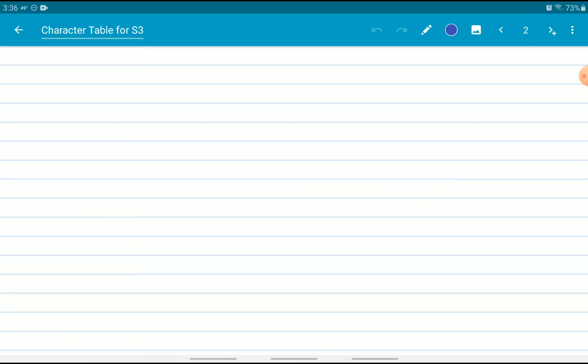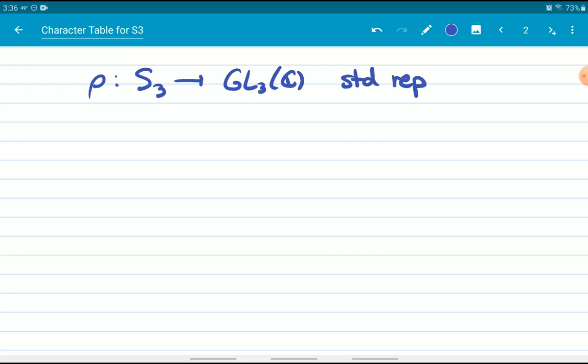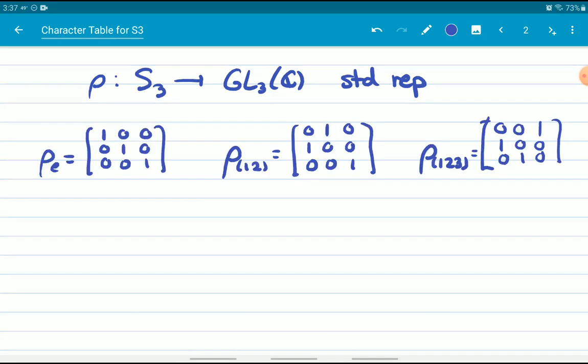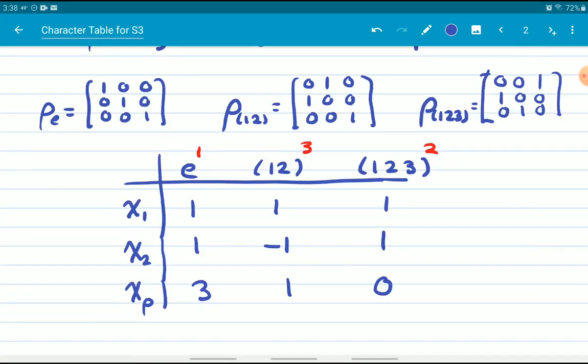Well, one way is to just have another representation. We know one. That's the standard representation. I've written down the matrices for those many times, so we can write down its character very easily. Here's the representation on those 3 elements. Here's the character of the standard representation put at the bottom of the chart with the 2 irreducible characters I found.